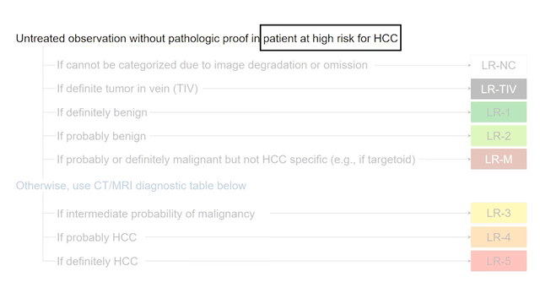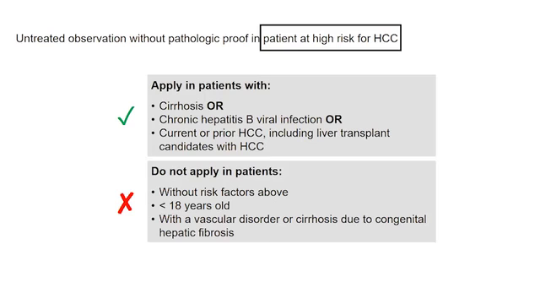This is a very important point to make because LI-RADS is only applicable in patients who have risk factors for HCC. These include patients with cirrhosis, patients with chronic hepatitis B, even in absence of cirrhosis, and patients who have or had HCC, including patients who are either liver transplant recipient or candidates. It is important to remember that LI-RADS is not applicable if patients do not have these risk factors. We also at this point do not use LI-RADS in patients who are less than 18 years old, or in patients who have cirrhosis related to vascular disorders.